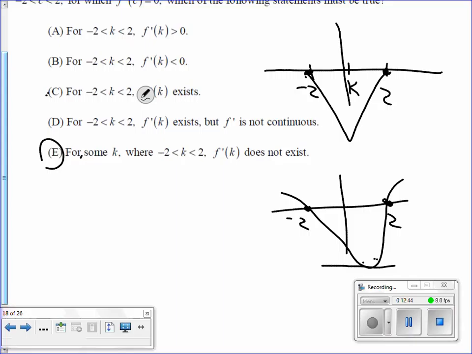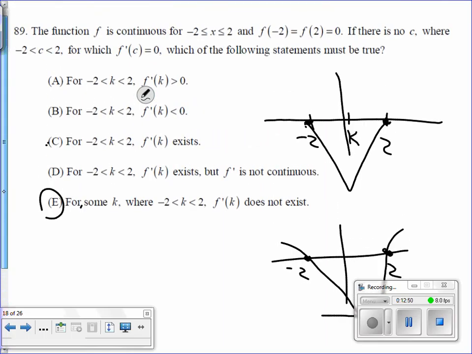Yeah, but the thing is here is that they're saying there's no value c between them where the derivative is 0. Why would that have to be true? Because there's some value k, it doesn't have to be the same. You wouldn't want to use the same name. There's some value k where there's got to be a corner or something.